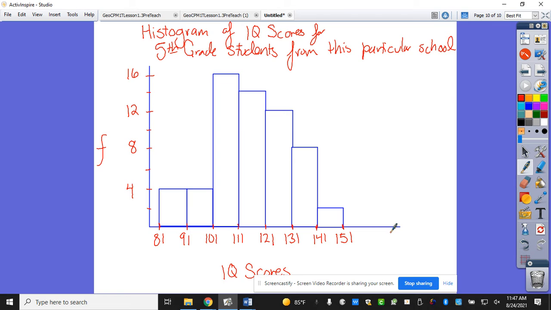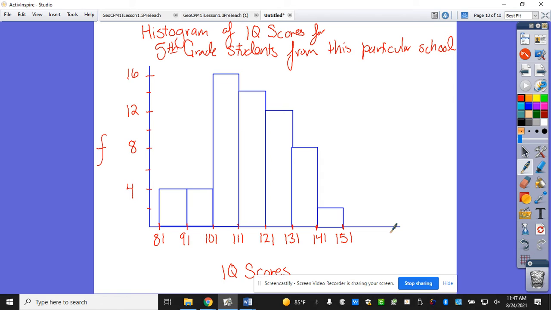What else? Unimodal where? So let's pretend for the sake of this conversation that I never gave you the numbers. All I gave you was this graph. So unimodal with a peak somewhere between 101 and 110. What else could I say with shape?